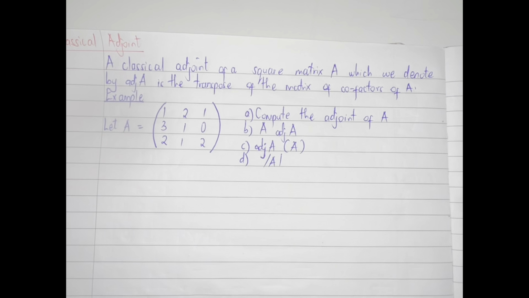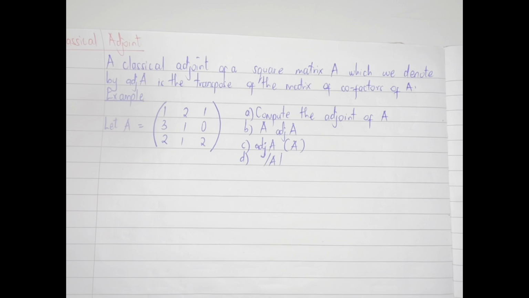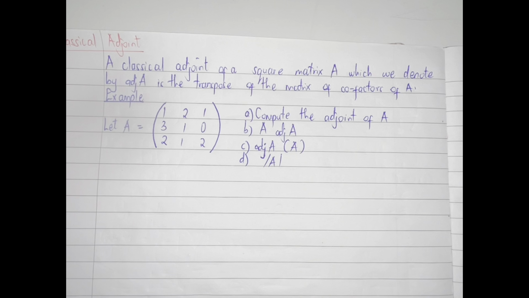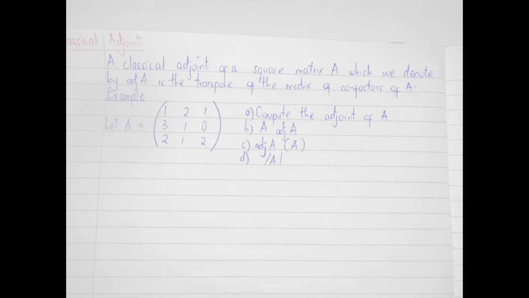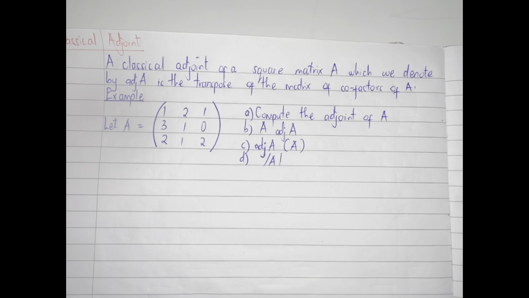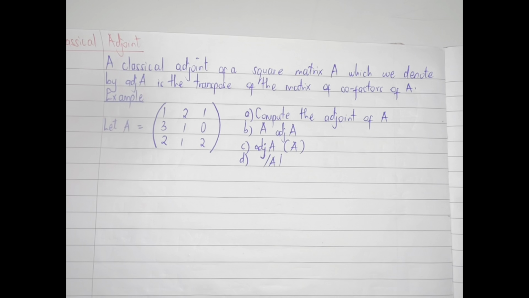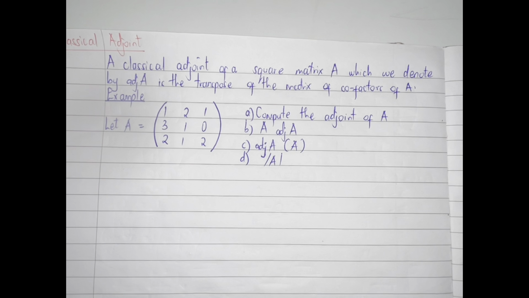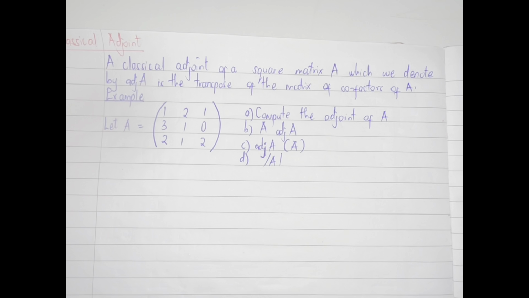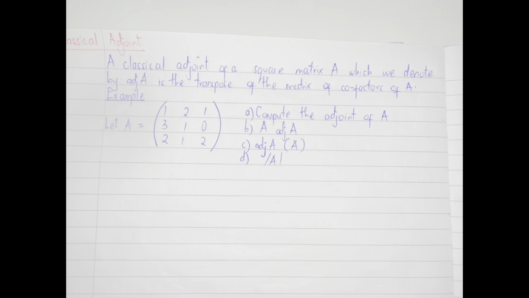So basically, a classical adjoint of our square matrix A, which we denote by adjoint A, is the transpose of the matrix of cofactors of A. To find cofactors, we have to find the minors. I have a video where I explained how to calculate the minors, then you find the cofactors, you can check. About transpose, I had already talked about it in a previous video.